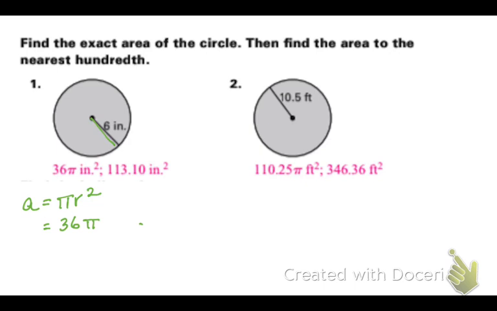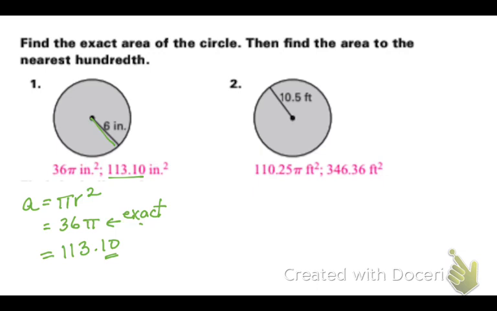So we say that this is the exact answer. Even though we're using a letter, it's the exact answer. Now, if I was to pop pi into my calculator and multiply it by 36, I would get roughly this answer, 113.10, which is the area to the nearest hundredth. And number 2 over here works the same way.